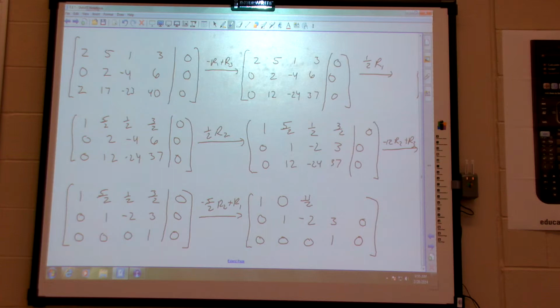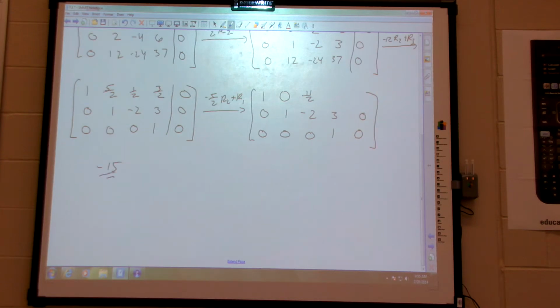Let me do some side work here. I need to see it. Negative 15 halves plus 3 halves. Negative 12 halves, which is negative 6. That's not bad. Oh, yeah. And that's 0 still, right? Well, hey. Almost all REF, isn't it?